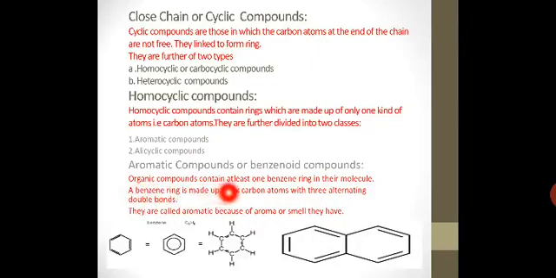Organic compounds that contain at least one benzene ring in their molecules are called aromatic. The molecular formula of benzene is C6H6, and here in this structure you can see the formula of benzene. All of these three are formulas of benzene. It can be represented in three different ways.